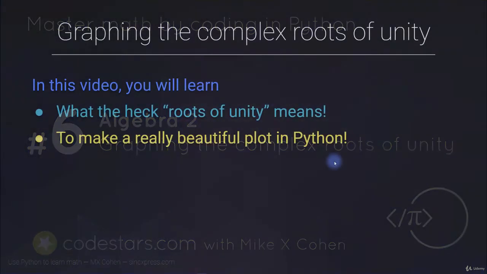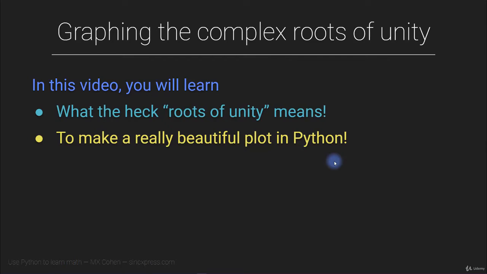Now that you know about complex numbers and how to work with complex numbers, and you know a little bit about the natural exponent, or e to the x, you are ready to learn the complex roots of unity. Now, this sounds like a really bizarre, kind of magical, mysterious term. So what is the roots of unity?